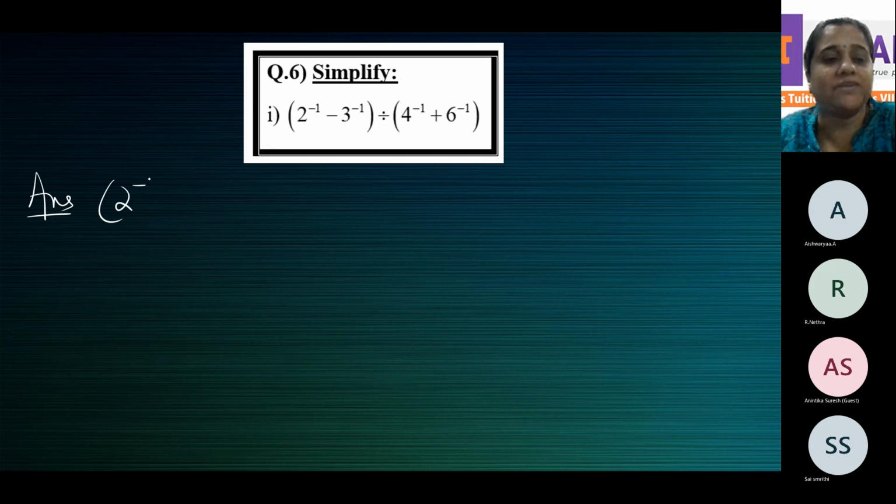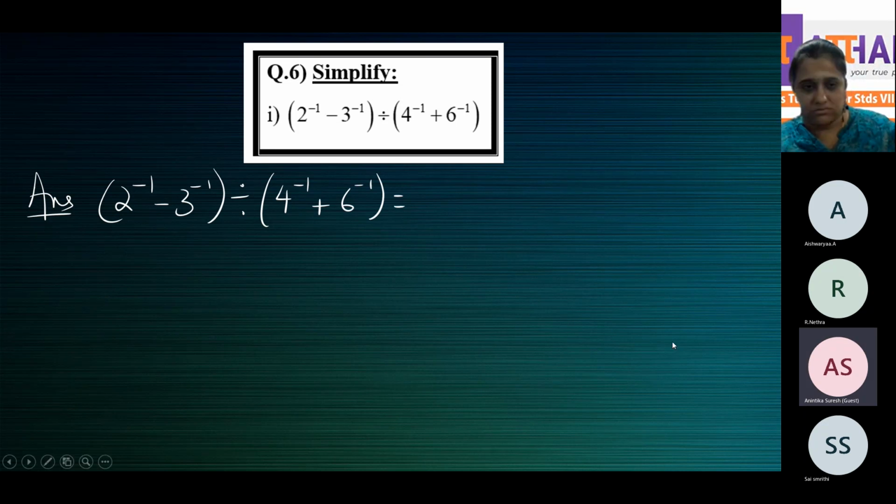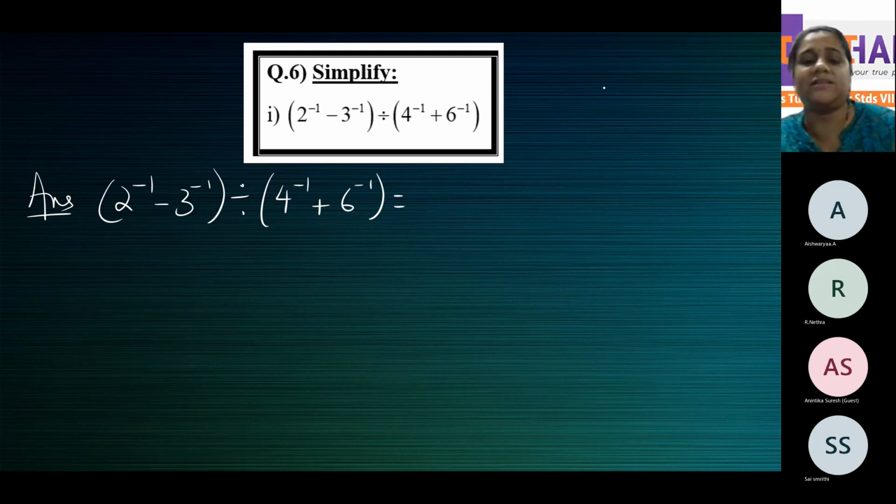So 2 to the power minus 1 minus 3 to the power minus 1 divided by 4 to the power minus 1 plus 6 to the power minus 1 is equal to? Ma'am, but I think we can still use one of the rules. Yeah, one of the rules, but I'm saying that the rules where bases are same or powers are same, that rule we cannot use, I meant. You can use a different rule here, yes.